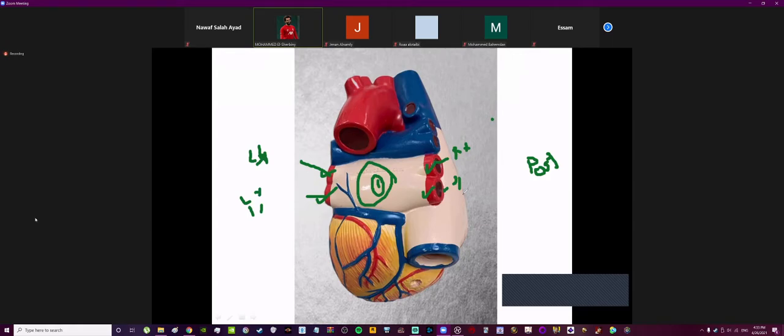This is the right atrium. And this is the inferior vena cava, and the superior vena cava. This is the arch of aorta. This is the pulmonary trunk dividing into right and left pulmonary artery.